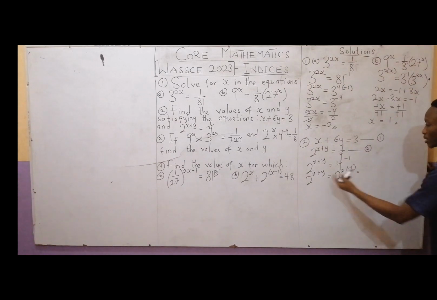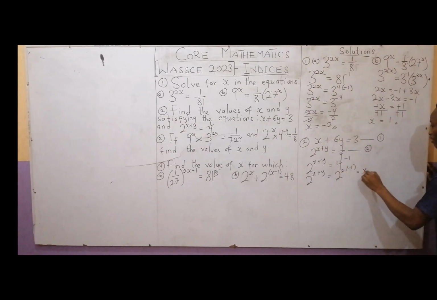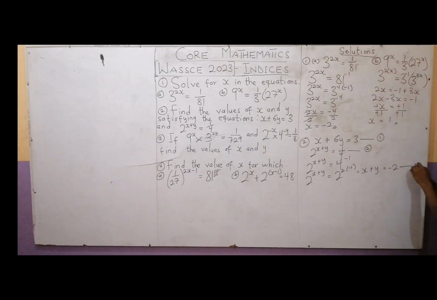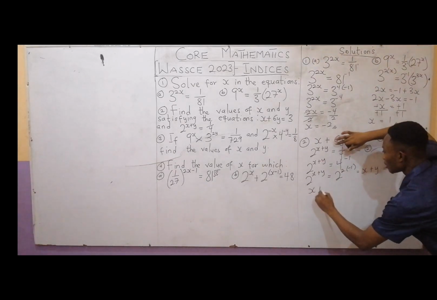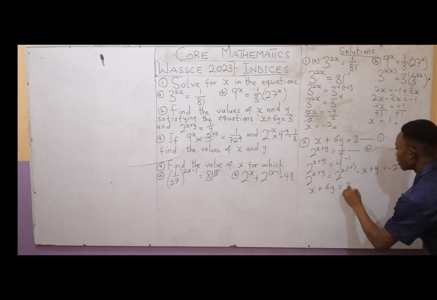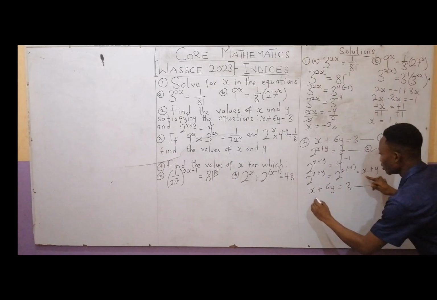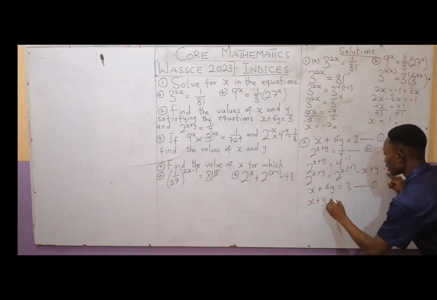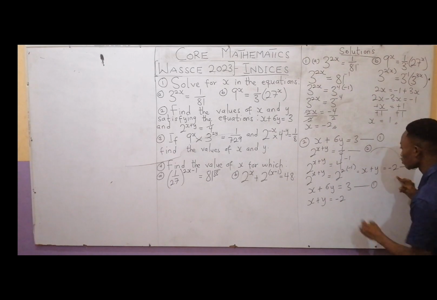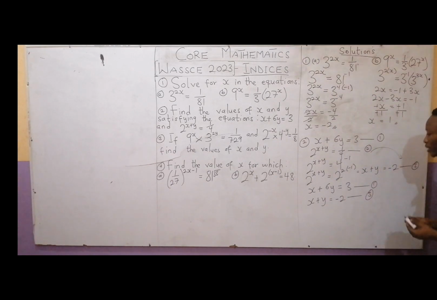So since the bases are the same, let's equate the powers. So we have x plus y that is equal to 2 times negative 1 gives us negative 2. So we can call this equation 3. Since we have 1 and 2, let's call this 3. So now equation 2 has been expressed as this in equation 3. So let's write the new equations that we have now. So we have x plus 6y is equal to 3, equation 1. And then we have x plus y is equal to negative 2, and that is equation 3.